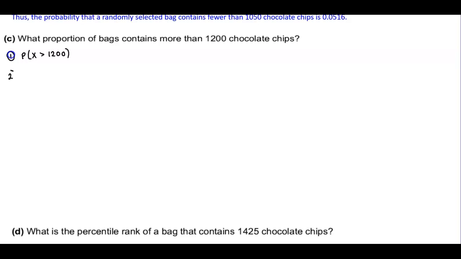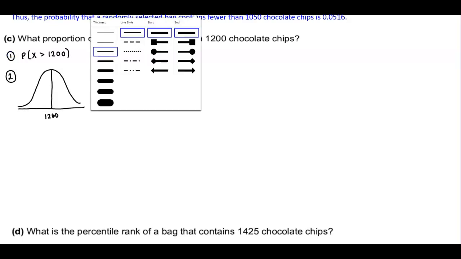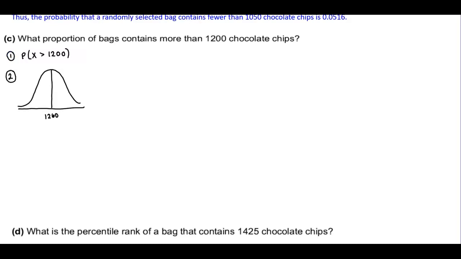Okay, so let's draw our bell curve. So when we draw our bell curve, okay, we know that the mean is what value? We know that the mean is 1,260. Okay, and so what we want to find is where 1,200 is located. Well, 1,200 is located there.